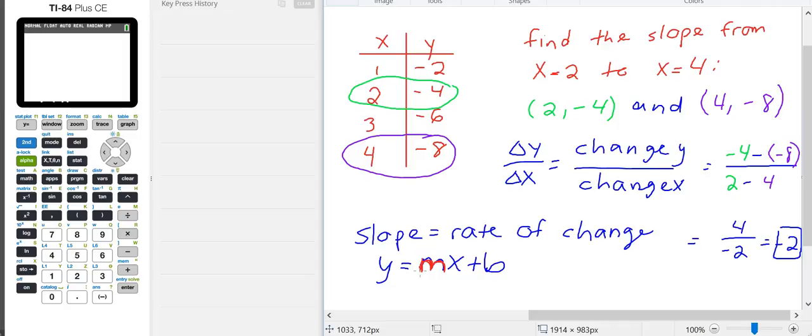Whenever you have a line, a y equals line, you have mx plus b, your slope is going to be m. So for example, if we had the line y is equal to 2x plus 3, the slope of this line would be 2. Say we had a line y is equal to negative 2 over 3x. It's really plus 0, so the y-intercept would be 0. But the slope would be negative 2 over 3.